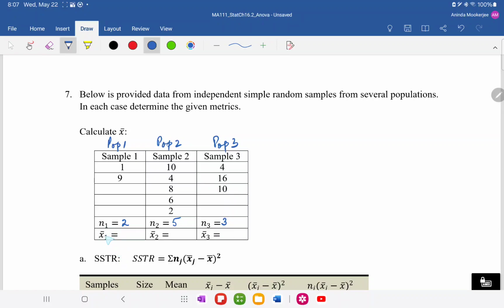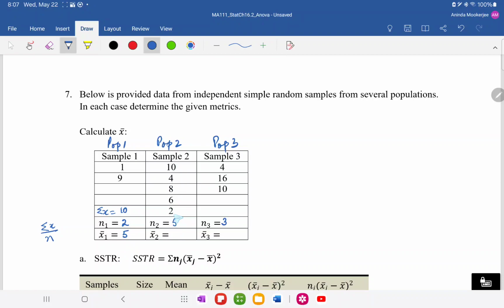Now, to find the mean goes with the formula sigma x divided by n, right? So to find x bar sub 1, just add up these values. 9 plus 1 is 10, right? That's our sigma x. Let me just write it up here. Sigma x is 10. 10 divided by 2 is going to be 5. 5 is the sample mean for the first sample.